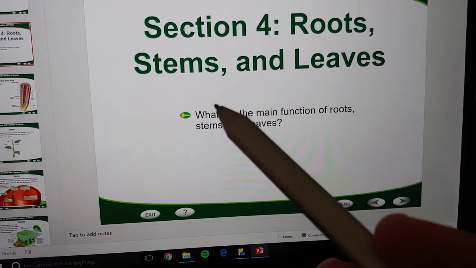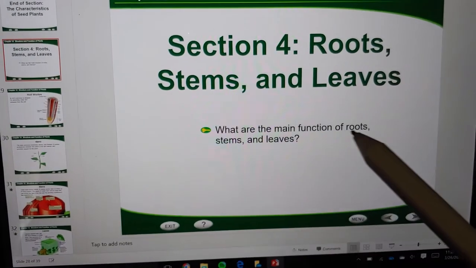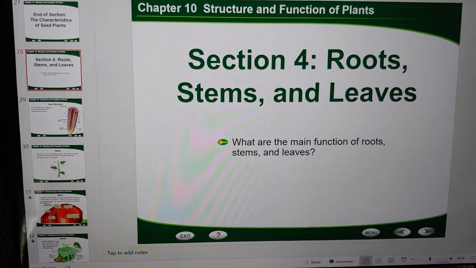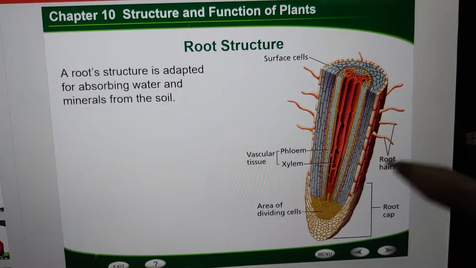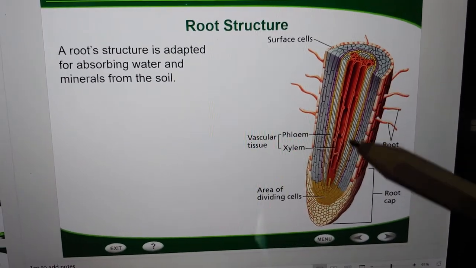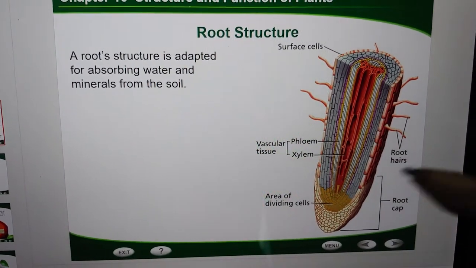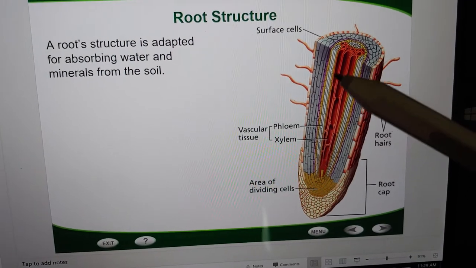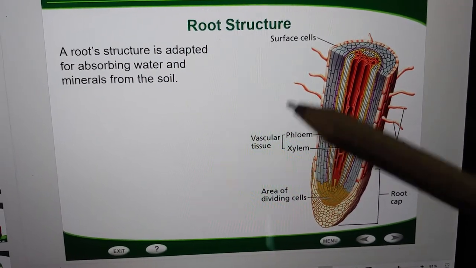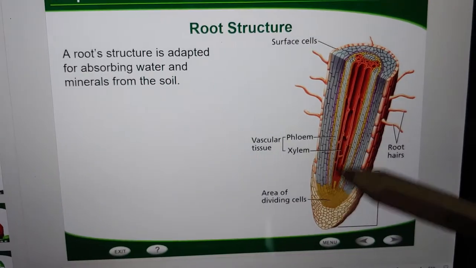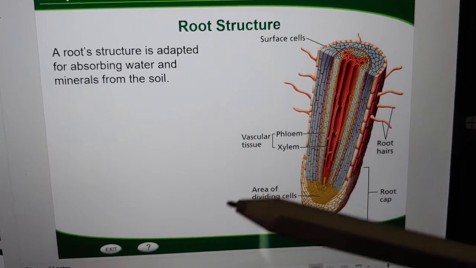So here's going to be the essential question: what are the main functions of roots, stems, and leaves? Let's get started. All right, so here are the main parts of the roots. The roots have evolved to do two things. Number one, obviously to get water and nutrients from the soil. But the other thing that they've adapted to is to be able to grab onto the dirt and give it support.